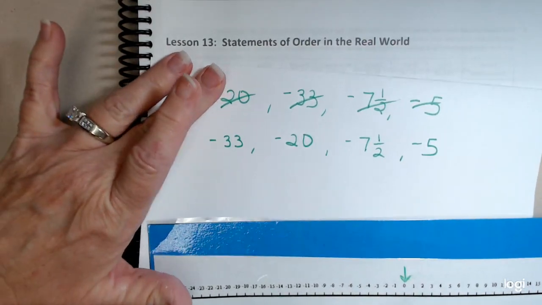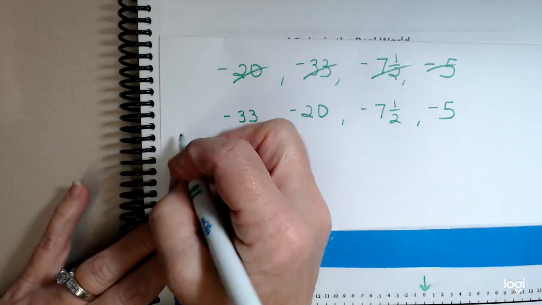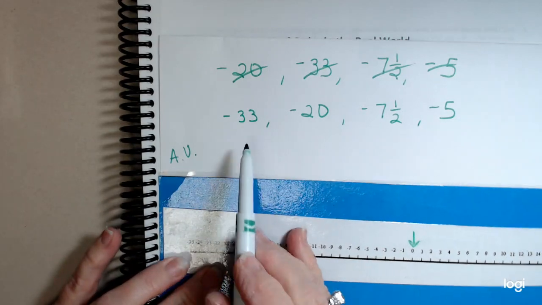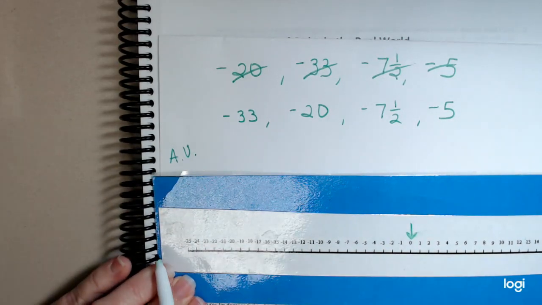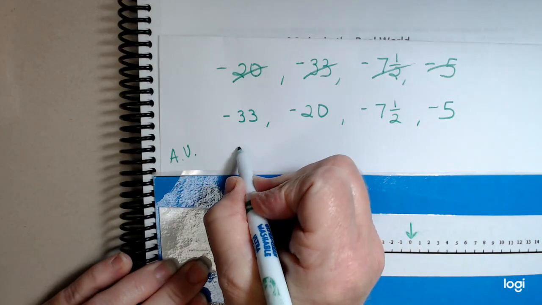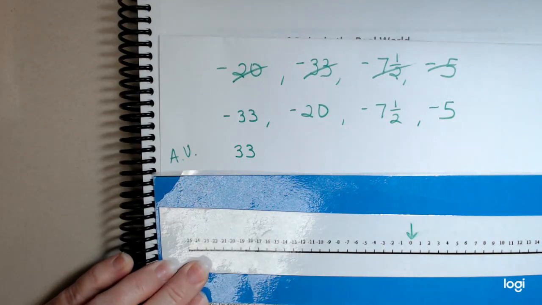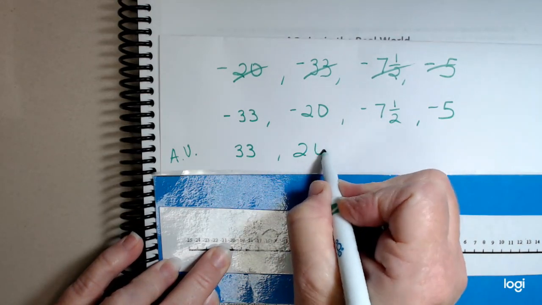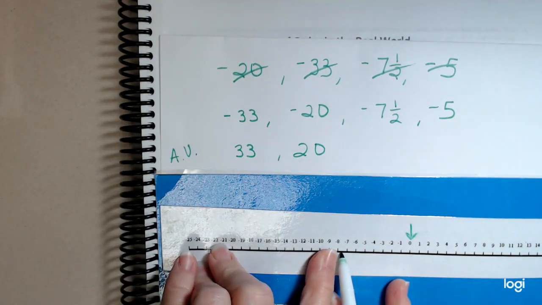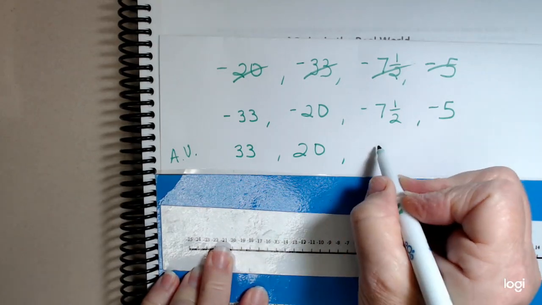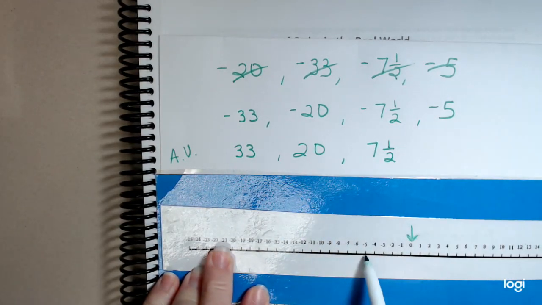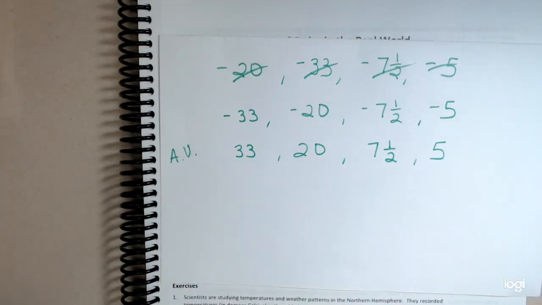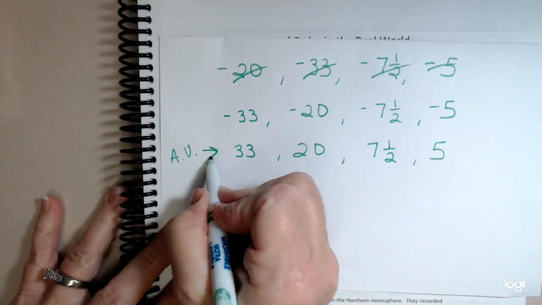Would you please do me a favor, and underneath each one of these integers, would you please write the absolute value? So for example, negative 33 is going to be way over here. So how far is it away from 0? Well, it's 33 places away from 0. How far is negative 20? Well, if I count all these, it's 20 places away from 0. How far is negative 7.5? Well, it's going to be 7.5 places away from 0. How far is negative 5? It is 5 places away from 0. So now I have my absolute values here.